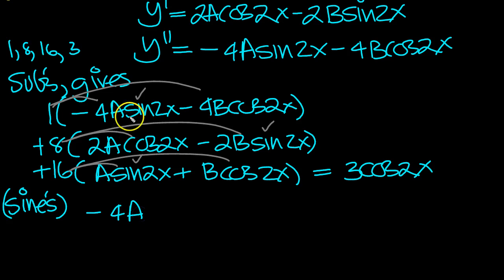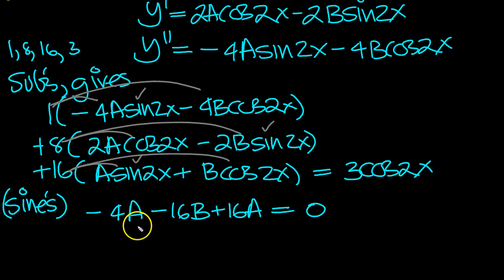Lots of sine 2x there. And then the other side, 8 times minus 2 is minus 16b. And then the other one would be plus 16a. And how many sines on this side? There's none. So we've got minus 4a plus 16a. So that's 12a. And we're going to move the 16b over, so it becomes plus 16b.